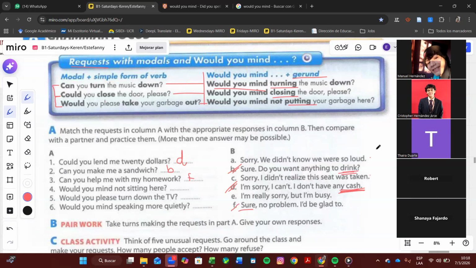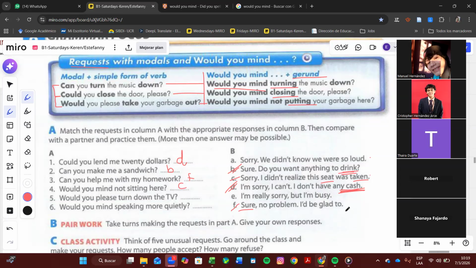Maybe Taira. What do you think, Taira? B. C. Yeah, C, right? So sorry, I didn't realize this seat was taken. Okay, excellent. Very good. What about the number five?